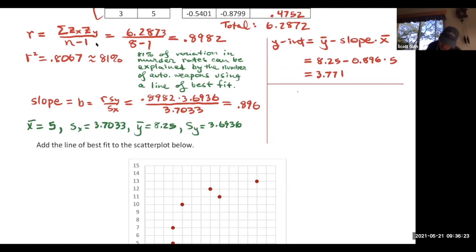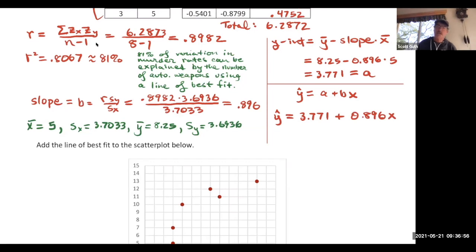Let's go ahead and put the formula down for the line of best fit. That's just the equation of the line, so it's a plus bx. Just a reminder, the slope is b, and the y-intercept, which I didn't write down, is a. I've just put that here in the notes. So when we write the line of best fit, we mean y hat is a, that's 3.771, plus b, that's 0.896 times x. Okay, any questions there?